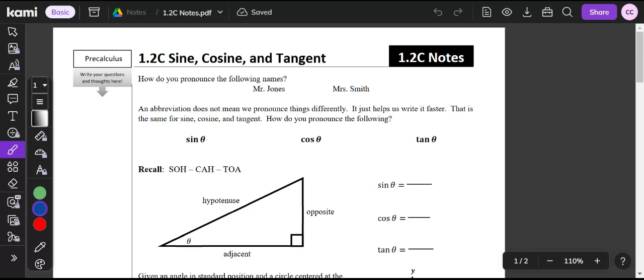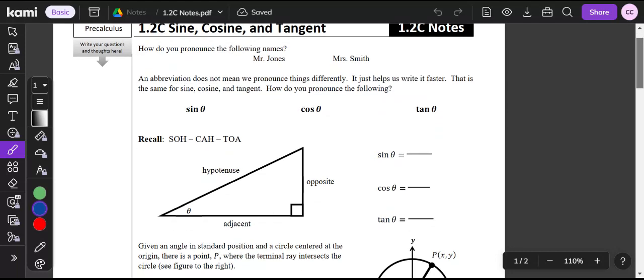All right, in this lesson, we will be reviewing sine, cosine, and tangent, and we'll look specifically at how those three trig functions apply to a circle. Remember, we can use these three functions to measure distances on a graph, not just angles in a triangle.